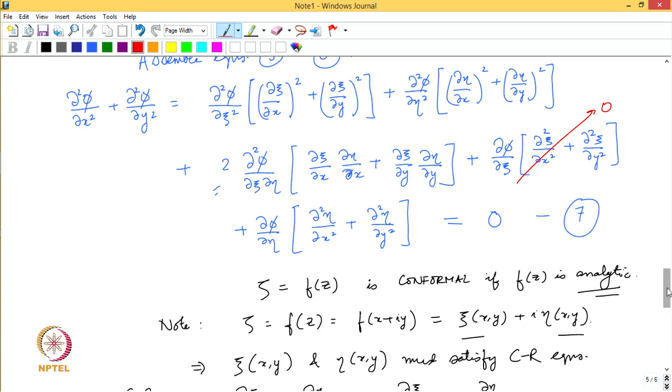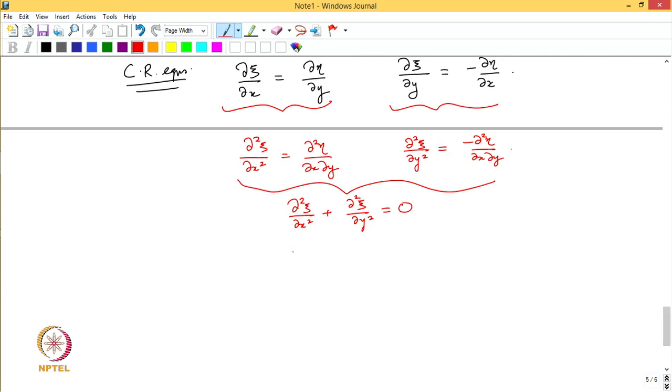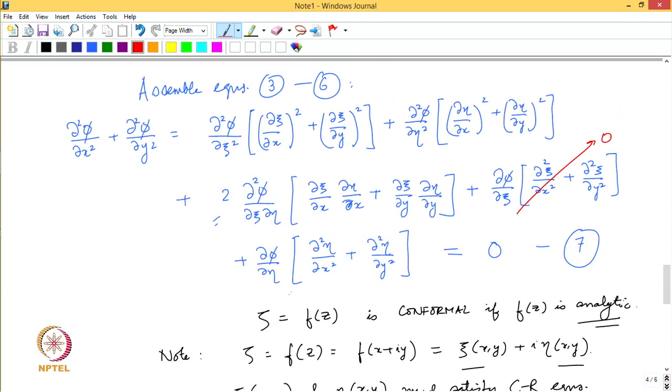Similarly, I could have proven that d2 eta dx square plus d2 eta dy square is also 0. That is again something that you can prove by taking the derivative with respect to y of the first Cauchy-Riemann equation and the derivative with respect to x of the second Cauchy-Riemann equation; you will get the same identity. So, that means this is also going to 0.